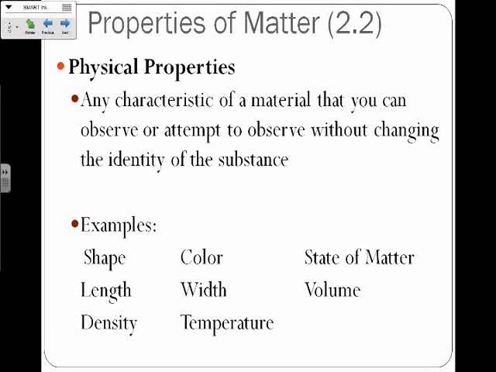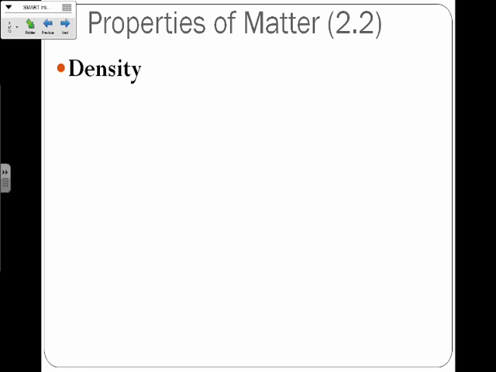Density and temperature. Now, density we're going to talk about more in depth. Temperature: the temperature of something, our bodies can be hotter or cooler. When you run a fever, you're not changing who you are, you're just running a fever. So your temperature doesn't change the identity of the substance, therefore it's a physical property. Now let's talk a little bit more about density.